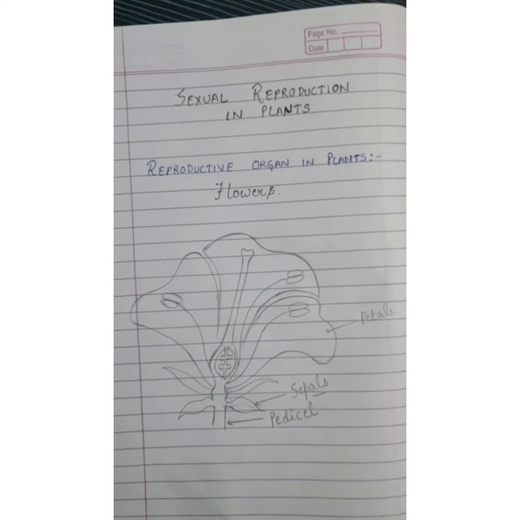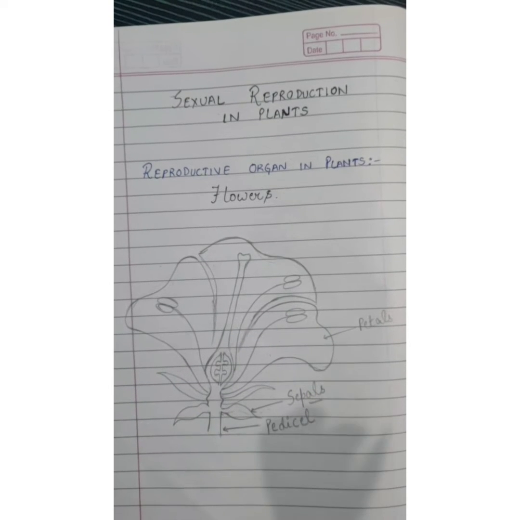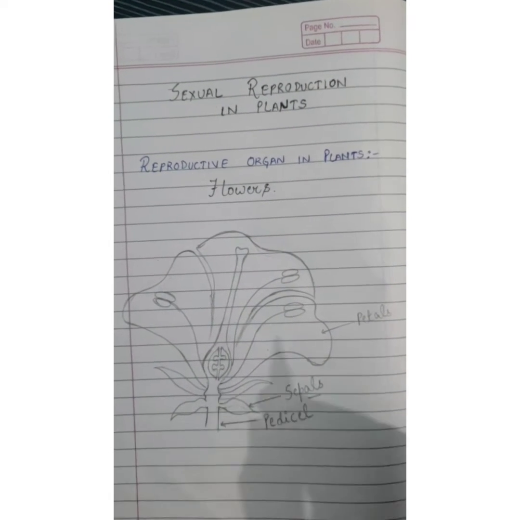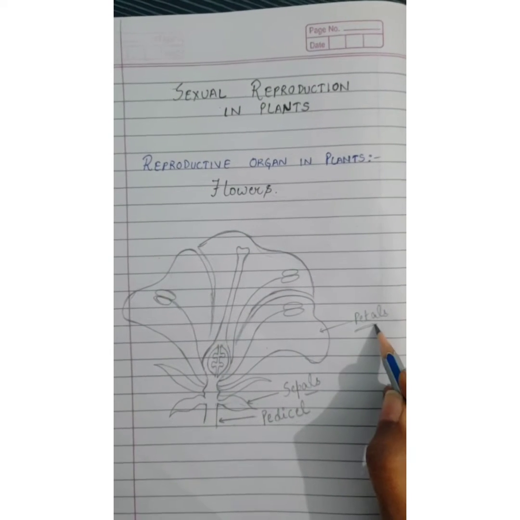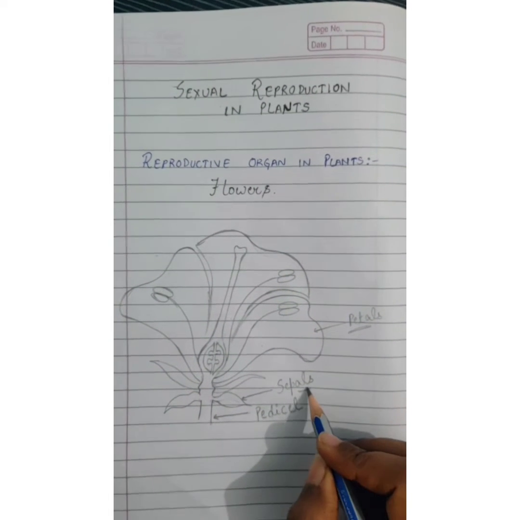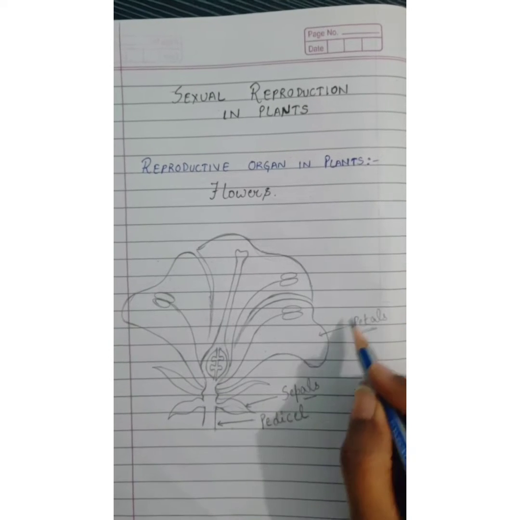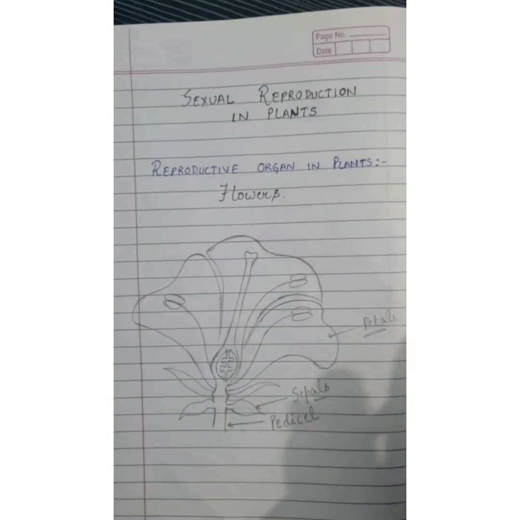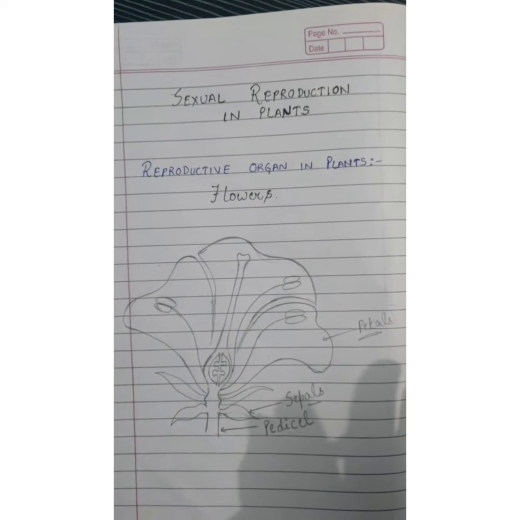After sepals, in any flower, there are brightly colored leaves, maybe yellow, maybe red, maybe pink, or maybe orange in color. These beautiful colored leaves are known as petals. Pedicel, sepals and petals are known as the non-reproductive parts of the flower. They have nothing to do with the process of reproduction.